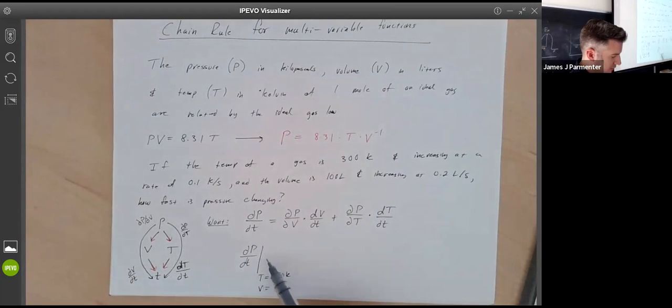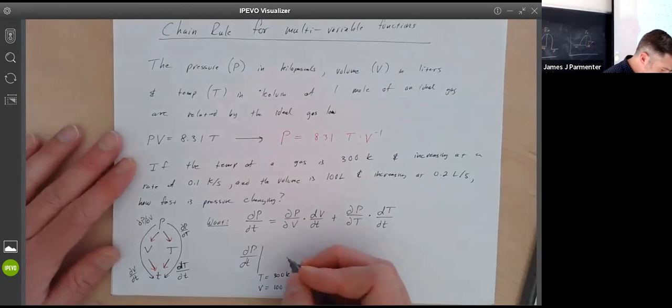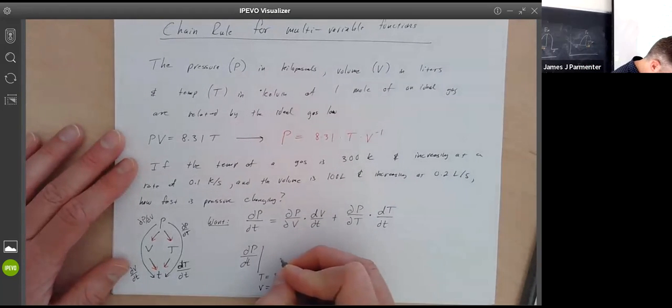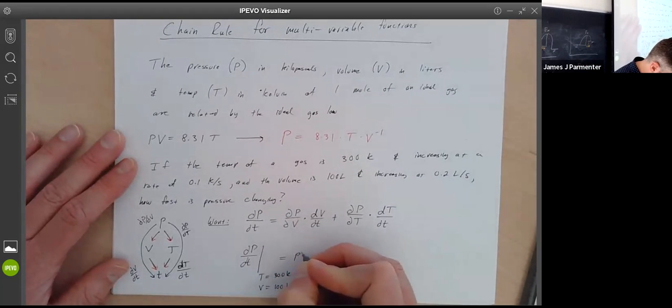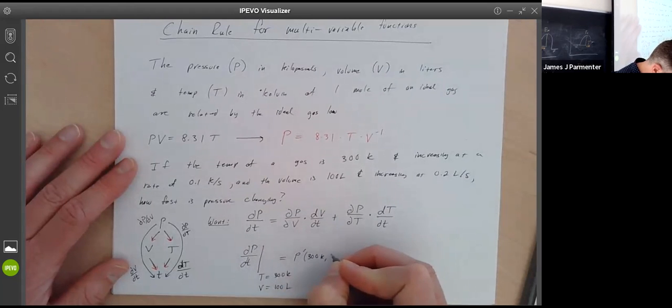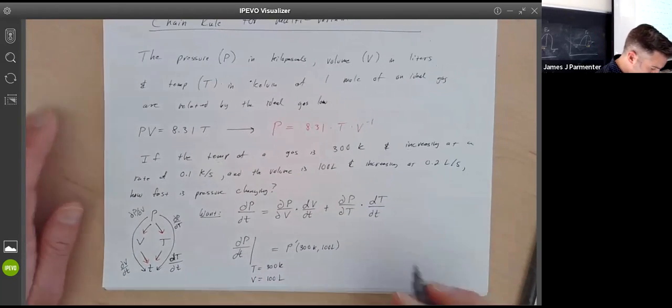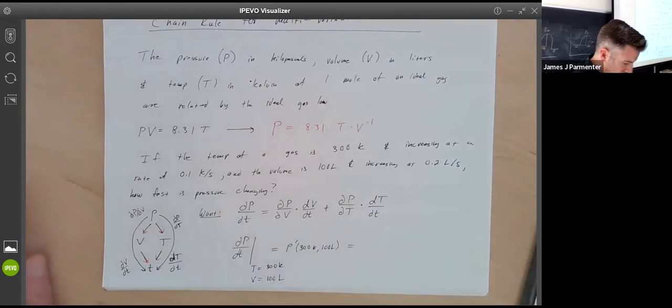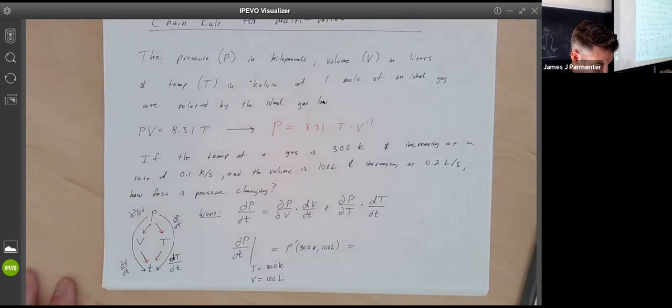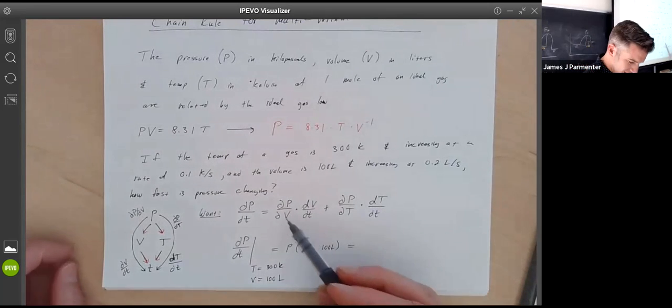This is one notation for saying I want to find a derivative at a particular point. You could also write it as P prime. I would probably not write it this way, but you could write it as P prime of 300 kelvins, comma, 100 liters. To me, this doesn't feel great, but it's okay. All right, so I have to plug in the things. It's gonna be a little bit ugly.